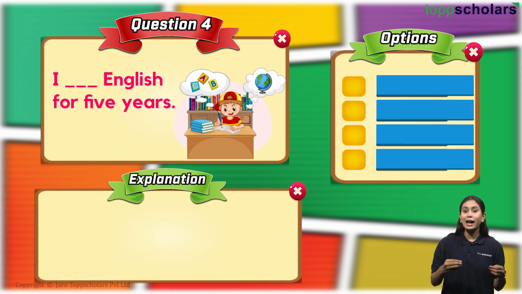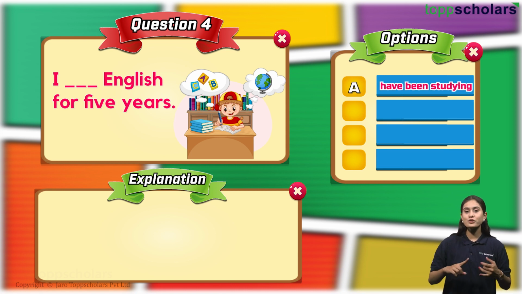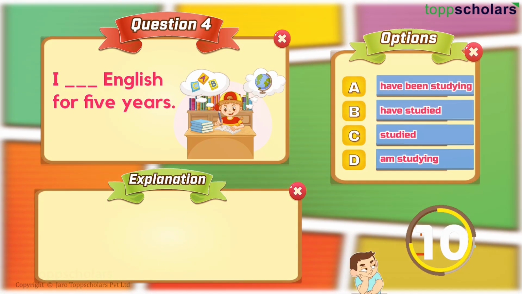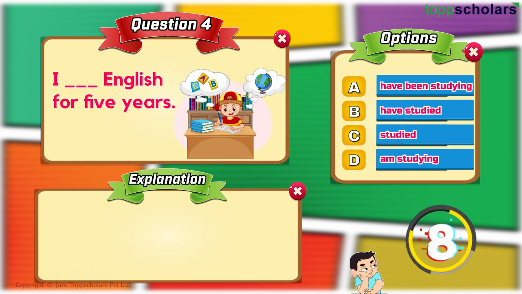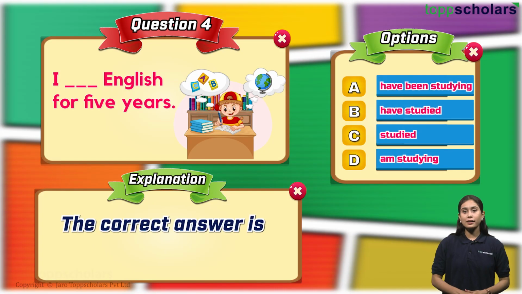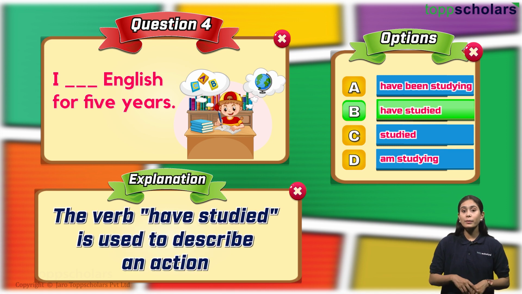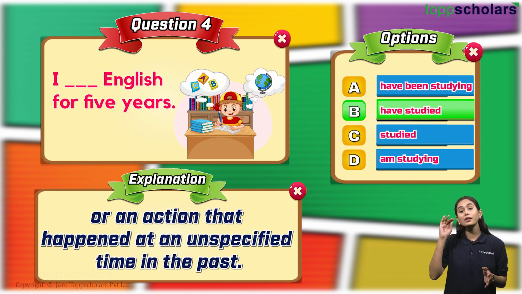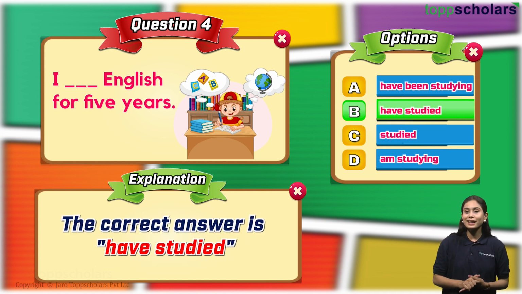Question 4. I dash English for 5 years. Option A, have been studying, B, have studied, C, studied, or D, am studying. The correct answer is have studied. The verb have studied is used to describe an action that happened for some time in the past or an action that happened at an unspecified time in the past. The correct answer is therefore have studied.